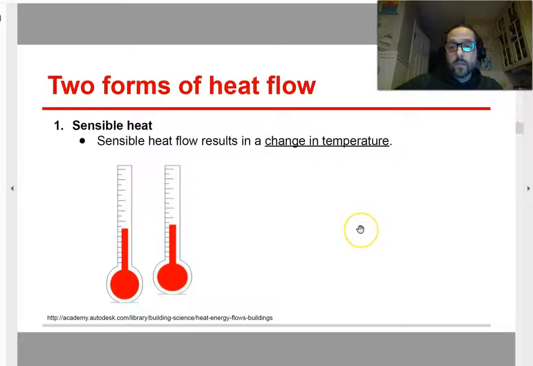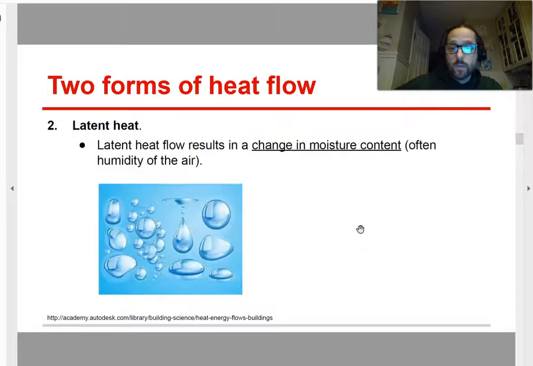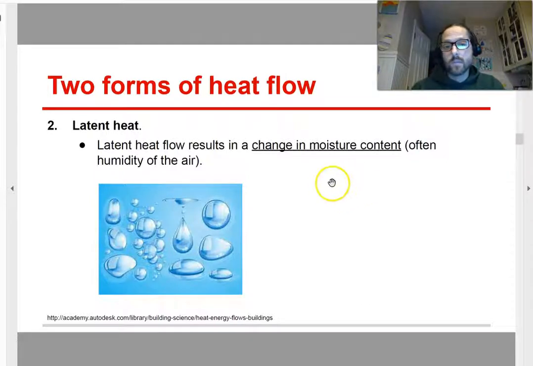Again, this is a review, so we know that sensible heat is when heat is transferred and there's a change in temperature. We know that latent heat is when heat is transferred and there's a change in phase but no change in temperature. They say change in moisture content. I don't really like the way they say that. They're thinking about humidity in the air.